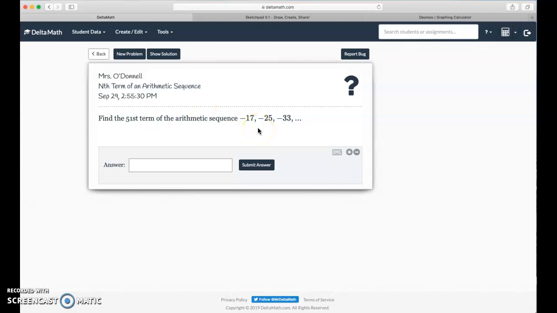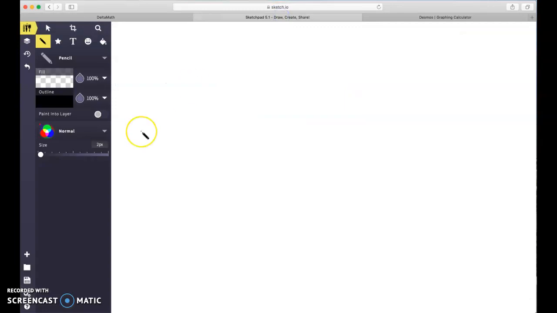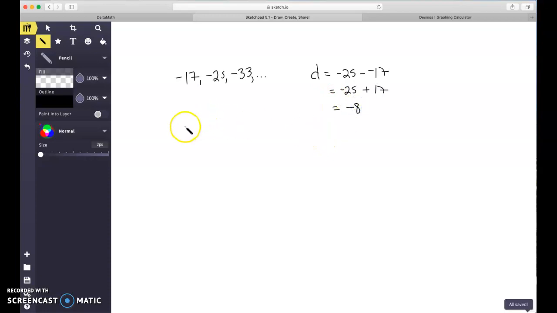So let's see here. Our sequence here is -17, -25, -33. Let's hop over to the sketch pad. Okay, so -17, -25, and -33. We want to figure out what is our common difference. So we're going to take -25 minus -17. I know two subtraction signs in a row actually make a plus sign, so -25 plus 17 gives me -8 for my common difference.